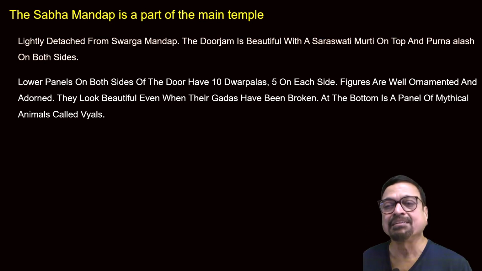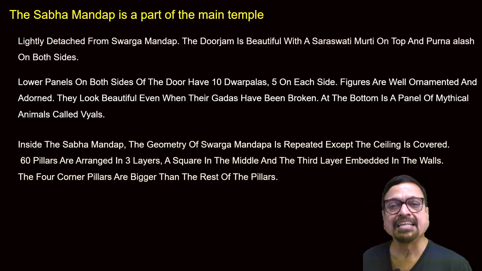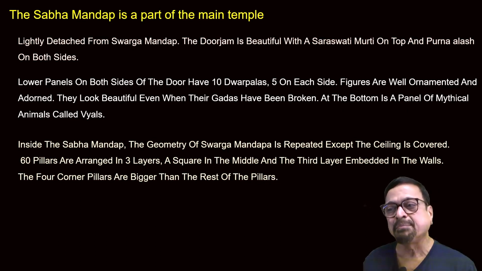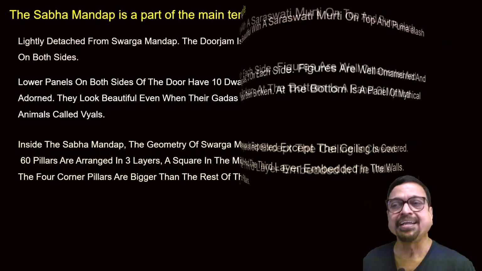At the bottom panel, there is a hybrid animal called Yali. They are imaginary animals which have all the good parts of different animals, and they are seen in most of the temples of South India. Inside the Sabha Mandapam, the geometry of the Swarga Mandapam is repeated, except that the ceiling is carved. The 16 pillars are arranged in 3 layers, a square in the middle and the 3rd layer embedded in the walls. The 4 corner pillars are bigger than the rest, for structural weight bearing.